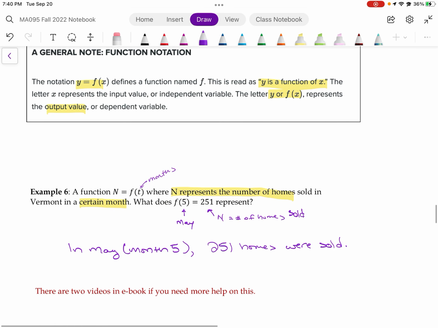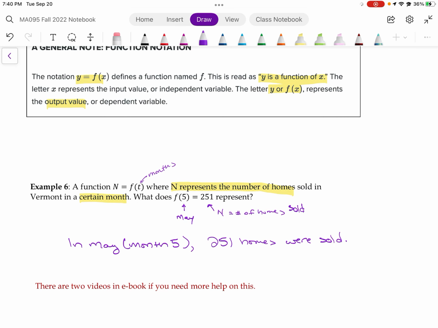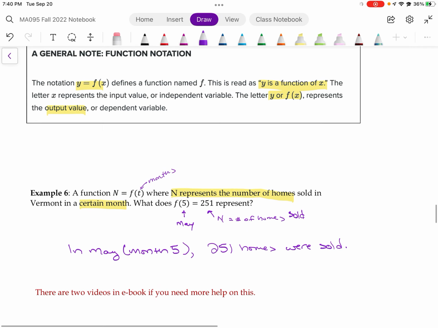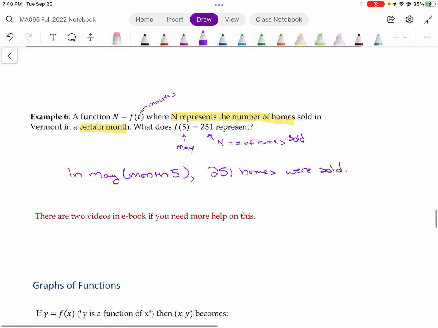All right, so there are 2 videos in the ebook if you need more help on this. Because this is kind of hard, and there are 2 very different examples, I would highly recommend going into the ebook and looking at this section on function notation. You can find that in Lumen under section 4.1.